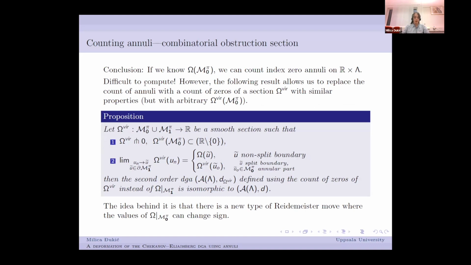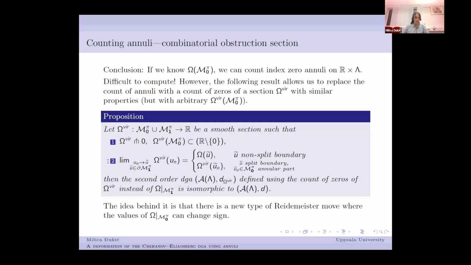So we have the following way, which says that we can replace this actual obstruction section omega with certain slightly more flexible sections with similar properties, but more combinatorial, such that if we define our map D, the annulus part of D, using zeros of this section omega virtual instead of the section omega, then this D omega virtual, the new differential, will actually be a conjugation of the original differential, and the second order DGAs will be isomorphic.